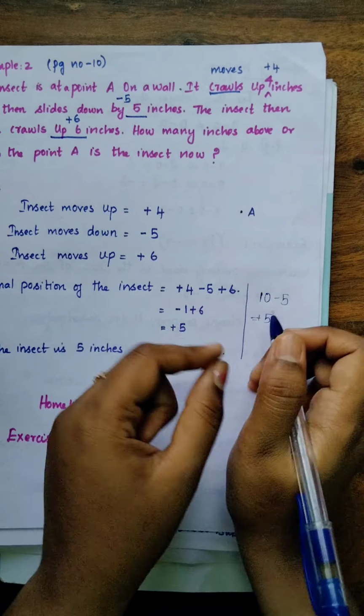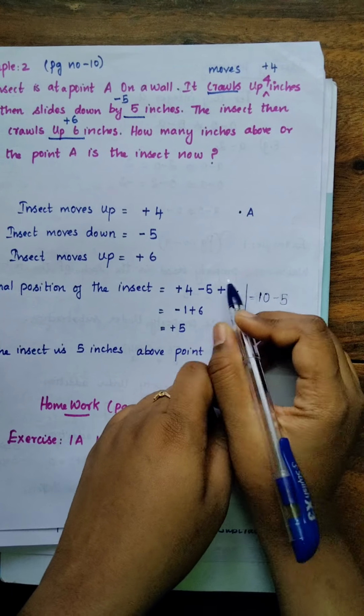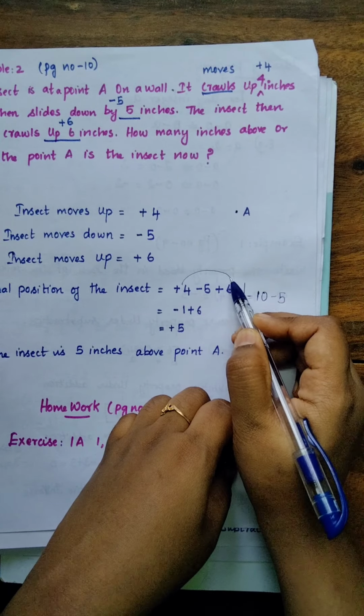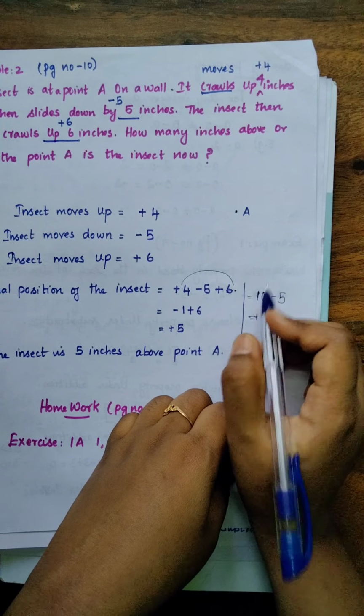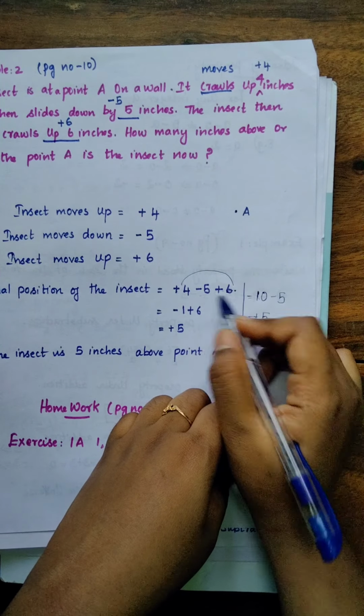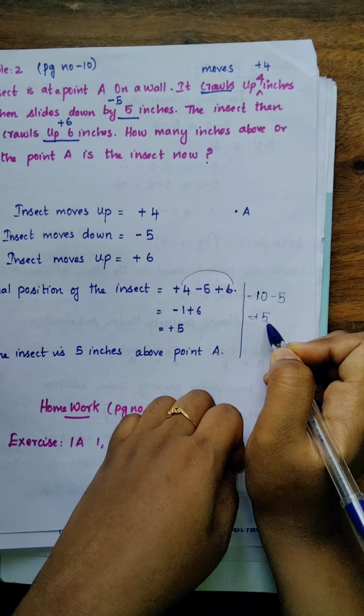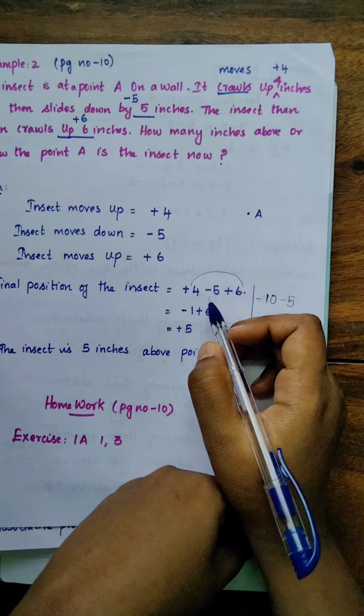If you are doing like this it will be easy. First just add these two same sign numbers, plus 4 and plus 6. Plus 4 and plus 6 is 10. Write the remaining number. 10 minus 5. 10 minus 5 is 5. This is also easy. I am explaining this method also.